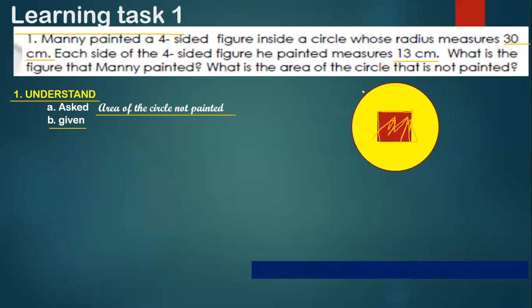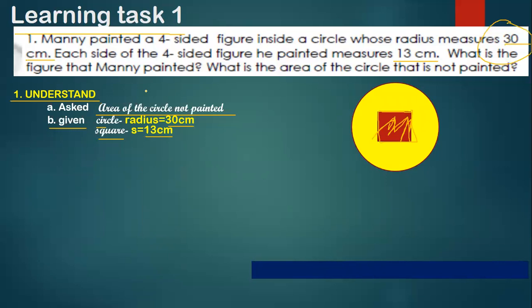Meron tayong dalawang object yan, circle or dalawang plane, circle at saka square. Okay. So alamin natin ano ang given sa circle at ano ang given sa square. Okay. For circle, binigay dyan ang radius na 30 cm. Okay? Yun lang kailangan natin sa circle, di ba? Radius na. Para naman sa square, isang side din lang kailangan natin. One side of the square is 13 cm. Okay? So yun ang given.